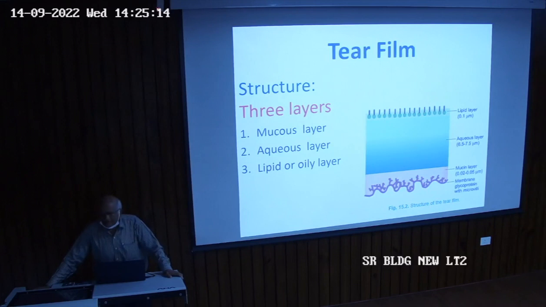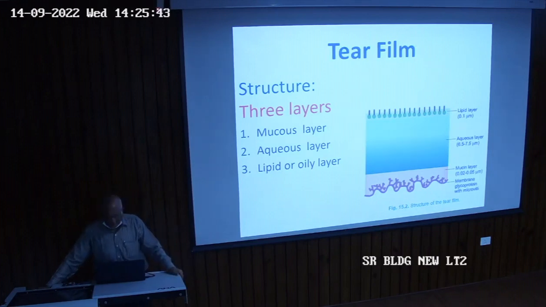Do you know from where these are secreted? Let's say the mucous layer, the innermost layer, which is 0.1 micron. Secreted from which layer? There are mucous glands inside the conjunctiva. Mucin is secreted from there. This is the innermost layer. It protects the cornea and gives nutrition to it.